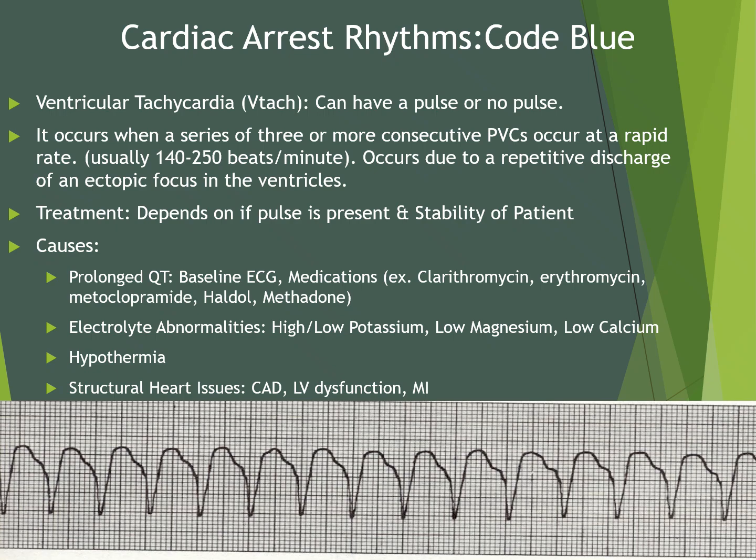Patients in VTAC can have a pulse or no pulse, and treatment is dependent on if pulse is present and the stability of the patient. Treatment of a ventricular tachycardic arrest would follow ACLS guidelines, and you can see on the pink education calendars on the desktops when the next ACLS course will be provided if this is of interest to you. Ventricular tachycardia can be caused by prolonged QT, electrolyte abnormalities, hypothermia, or structural heart issues.